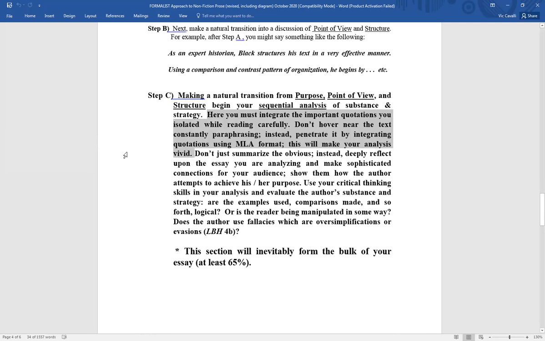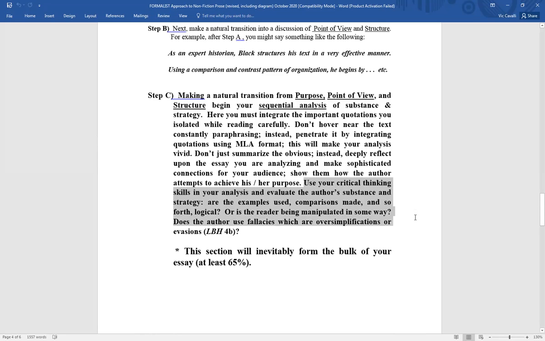Now, really important here, don't just summarize the obvious. Instead, deeply reflect upon the essay you're analyzing and make sophisticated connections for your audience. Show them how the author attempts to achieve his or her purpose. Use your critical thinking skills in your analysis and evaluate the author's substance and strategy. Are the examples used, comparisons made, and so forth logical, or is the reader being manipulated in some way?